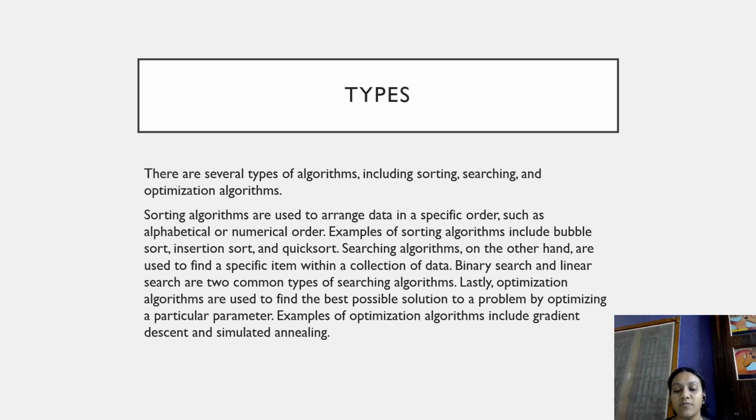Searching algorithms, which are different from sorting algorithms, are used to find a specific item within a collection of data. The most commonly used searching algorithms are binary search and linear search. Lastly, optimization algorithms are used to find the best possible solution to a problem by optimizing a particular parameter. Examples of optimization algorithms include gradient descent and simulated annealing.